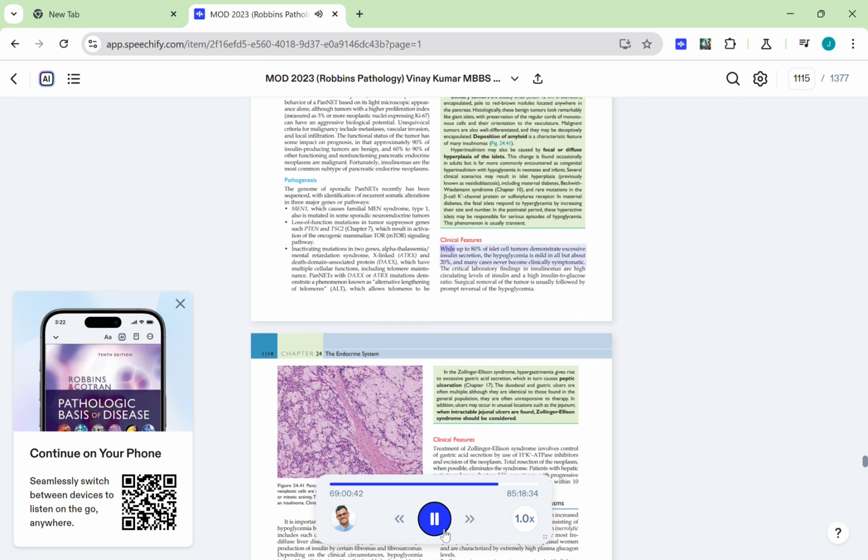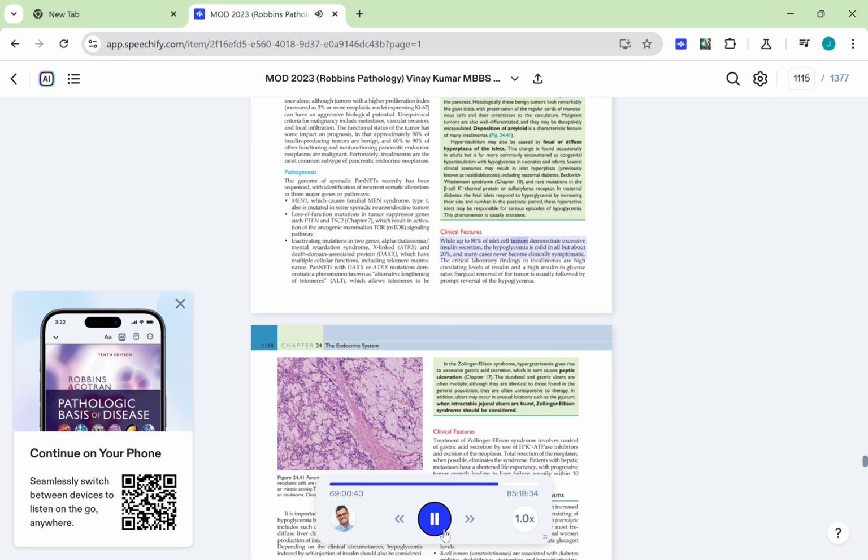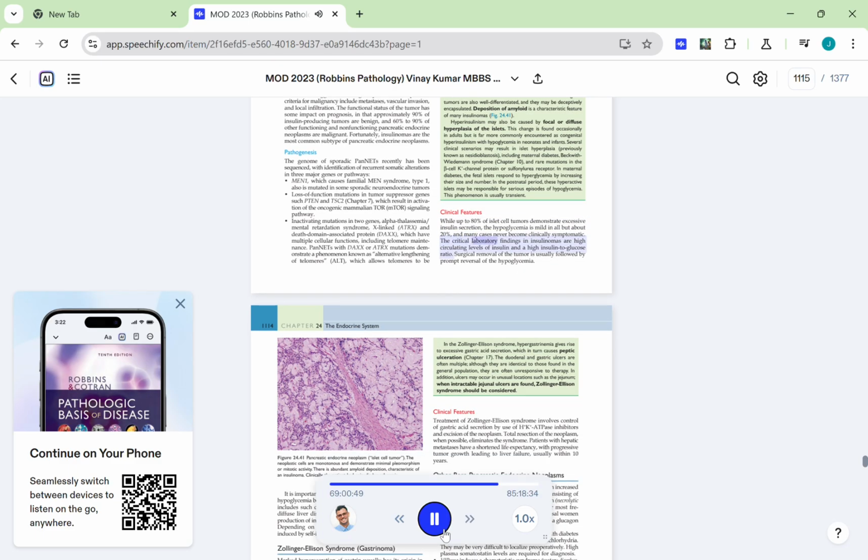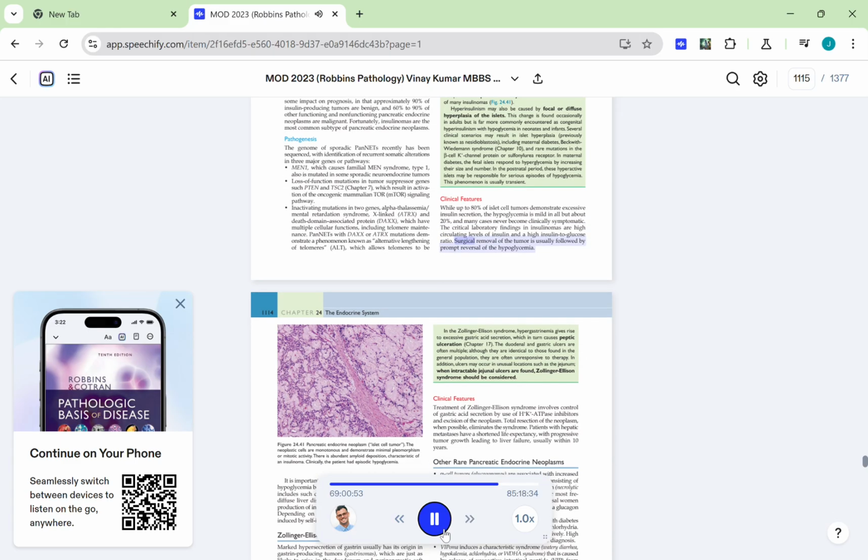Clinical features. While up to 80% of islet cell tumors demonstrate excessive insulin secretion, the hypoglycemia is mild in all but about 20%, and many cases never become clinically symptomatic. The critical laboratory findings in insulinomas are high circulating levels of insulin and a high insulin-to-glucose ratio. Surgical removal of the tumor is usually followed by prompt reversal of the hypoglycemia.